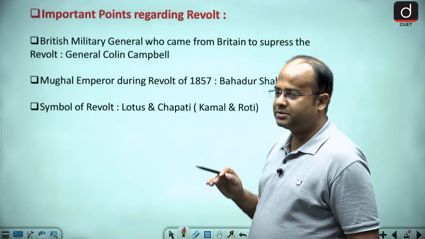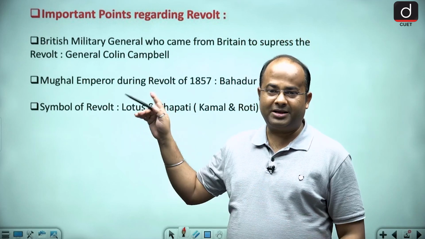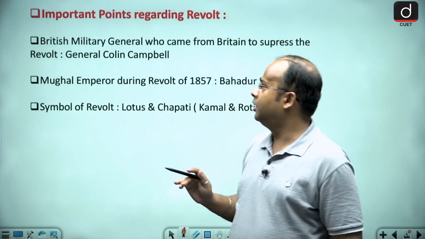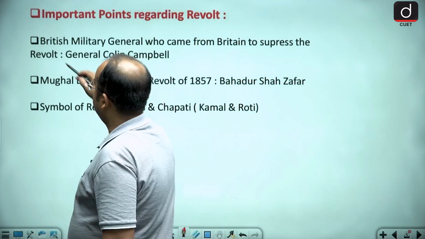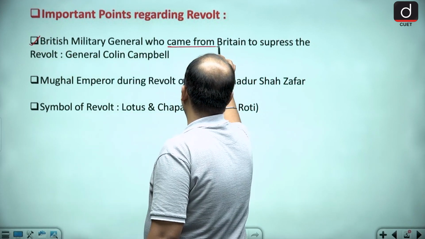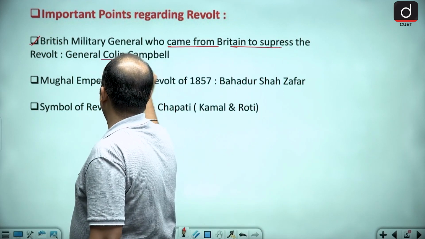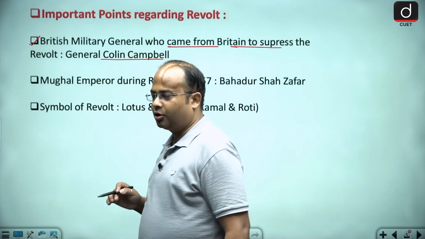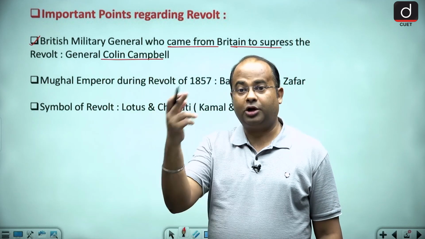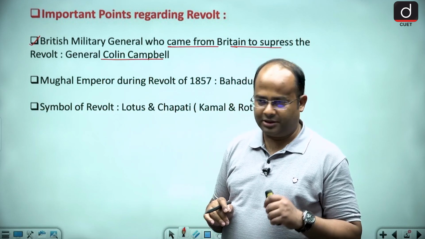There was a special military general who was called from Britain to suppress the revolt of 1857. Who was the British military general who specially came from Britain to suppress the revolt? That was General Colin Campbell. He was specially called from Britain to suppress the revolt of 1857.